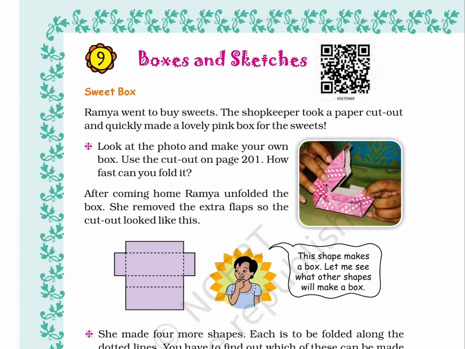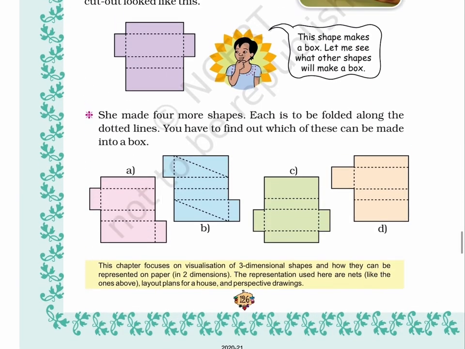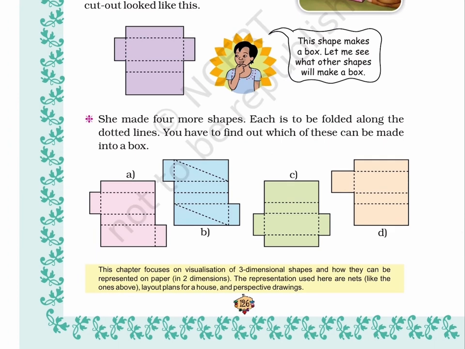And to the right side of that, we have Ramya thinking in her mind, "This shape makes a box. Let me see what other shapes will make a box." She made 4 more shapes. Each is to be folded along the dotted lines. You have to find out which of these can be made into a box. We have 4 different cutouts below this, marked as A, B, C, and D. Each has some dotted lines and is supposed to be folded along those lines. And also you have to find out which of these can actually be made into a box.